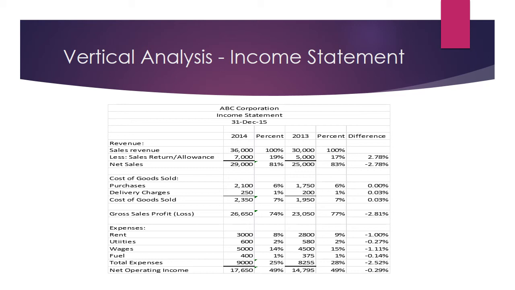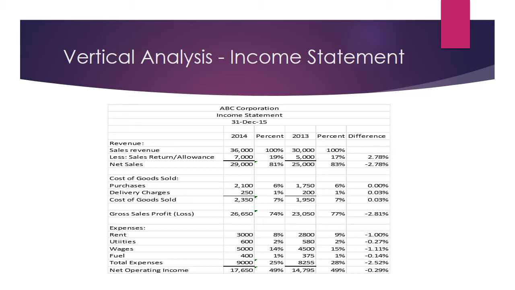My net sales, $29,000, is going to be my 81%. My 19 and my 81 is going to be my 100%. Now let's see how everything else breaks down. Cost of goods sold, or the purchases, was $2,100, which was 6%. Delivery charges, $250, was 1%. Cost of goods sold, after I add the two together, $2,350, is a total of 7%. So my gross sales profit is 74%.